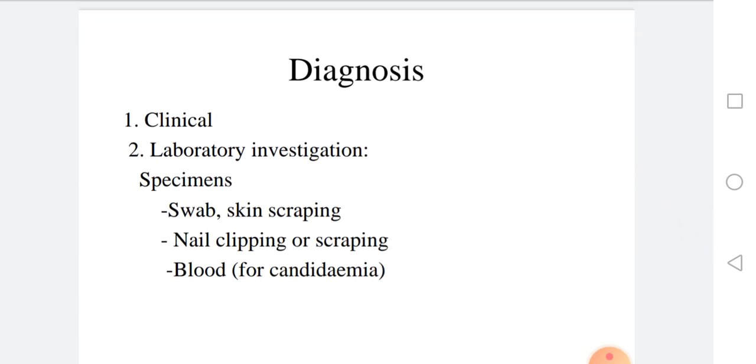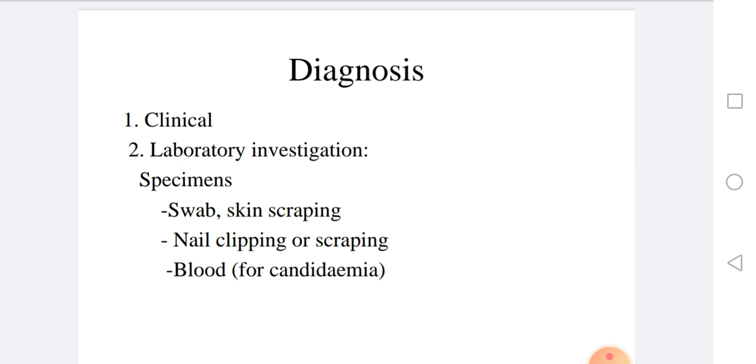Diagnosis, clinical, according to the clinical assessment. So you put a clinical diagnosis. Then the laboratory investigation to confirm the clinical diagnosis. You take the specimens from the moist area. You take a swab.